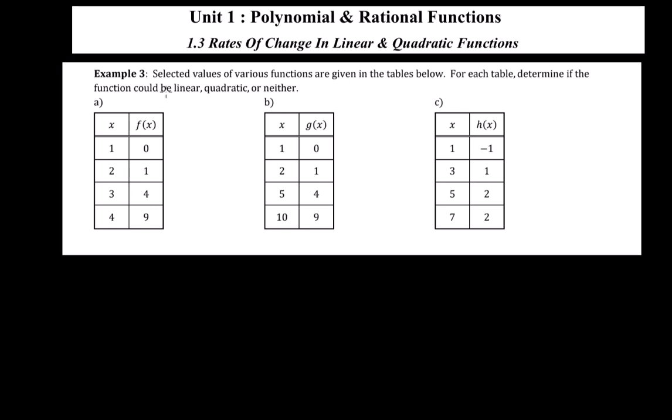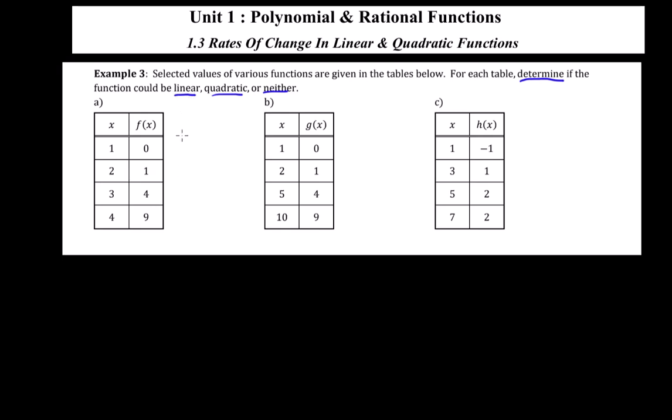So now we are given 3 different tables which have selected values of various functions. For each table, determine whether the function is linear, quadratic, or neither. To know if it's linear, we check the first difference. If the first differences are the same, or the slopes are the same, then it's linear. If it's not, we will test the second difference. If it's not, then we will say it's neither.